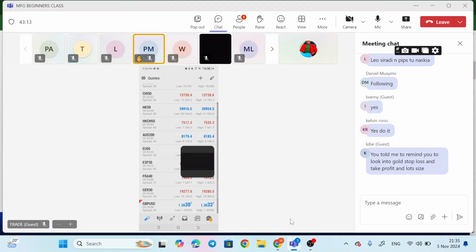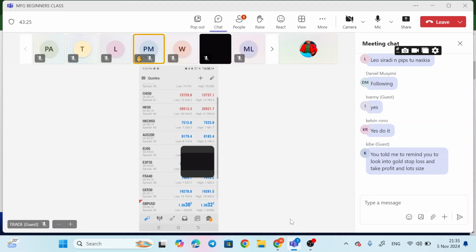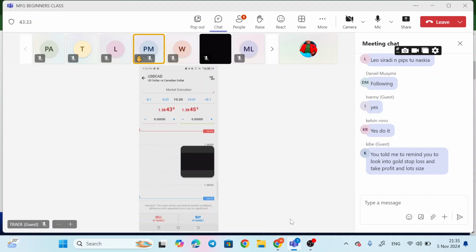So let's assume we are still trading GBP. Let's maybe add more forex currencies. Let's maybe add USD, NZD, US. Okay, so we have several currencies there. So let's say we want today to trade USD CAD. So we'll come and touch on that currency, tap new order.